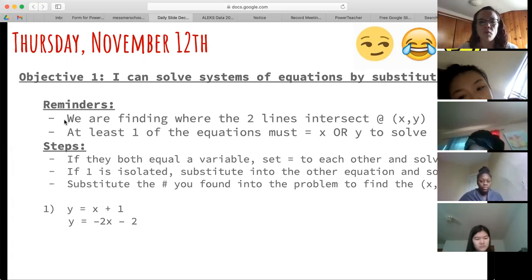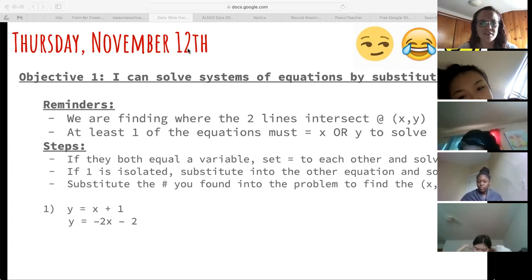Just a reminder that the point of all of this is we are trying to find where the 2 lines intersect. So this is the whole idea. So our answer is going to be a coordinate point. So our final answer is going to be x comma y. That is the whole goal. We're trying to find out where these 2 lines are intersecting.